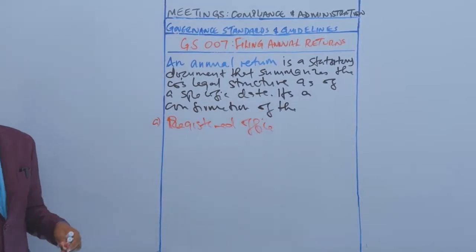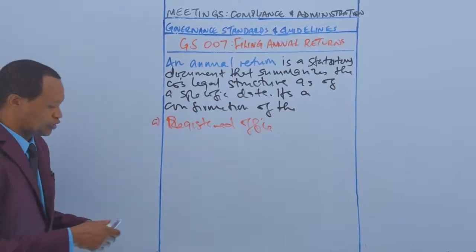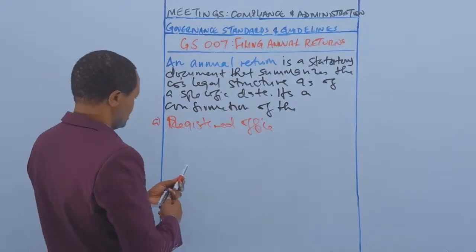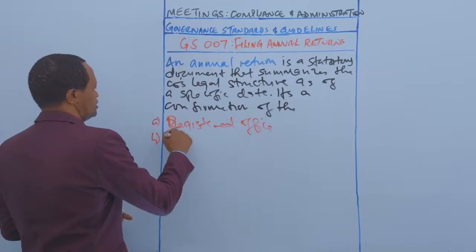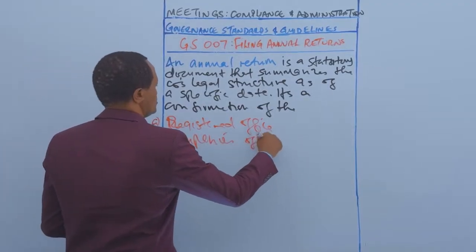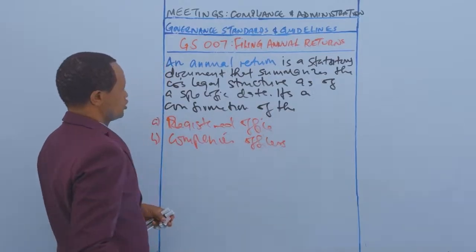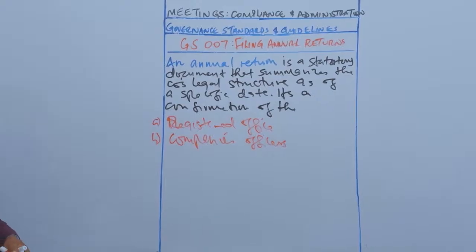It is a confirmation of the company's registered office. This is the physical and postal address of the company. It is also a confirmation of the company's officers. This is the current list of directors and the corporate secretary.